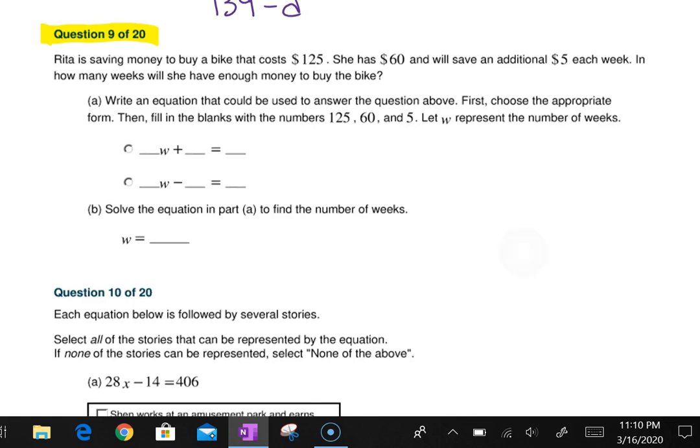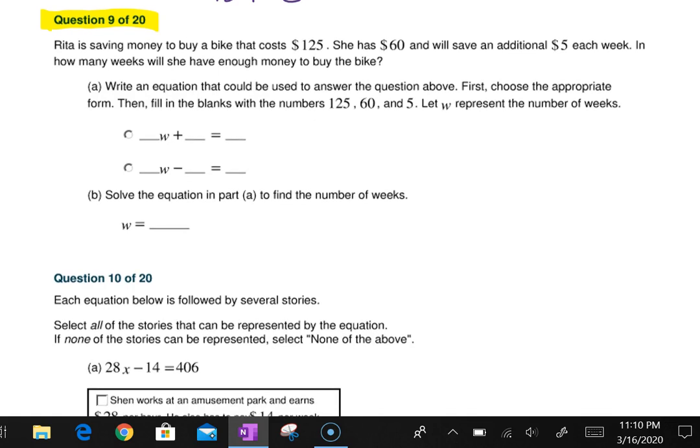Rita is saving money to buy a bike, costs $125. She has $60 already, and she's going to save an additional $5 every week. And how many weeks will she have enough money to buy the bike? All right, that's the question. So here's the step-by-steps that they want you to do. Write an equation that could be used to answer the question above. First, choose the appropriate form, then fill in the blanks with these numbers. So the appropriate form, this first one has a plus sign, and the second one has a minus sign. We have to decide which one will work in this case.